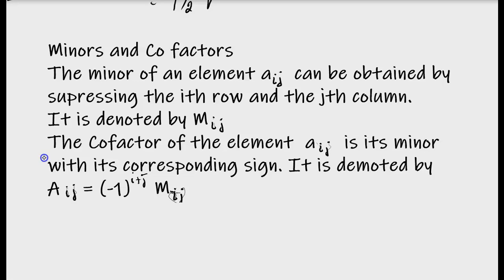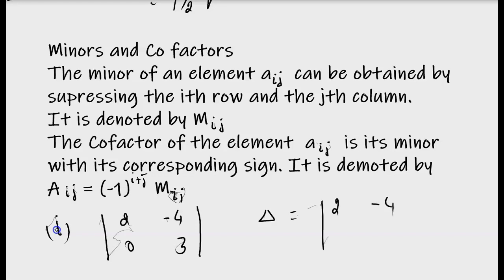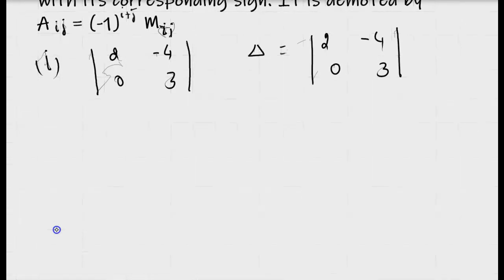Now let us do a problem related to this. Write the minor and cofactor of elements of the determinant. Let us first do a 2 by 2 matrix, that is given as delta is equal to the determinant 2, minus 4, 0, 3. Now let us find the minor and cofactor for this.